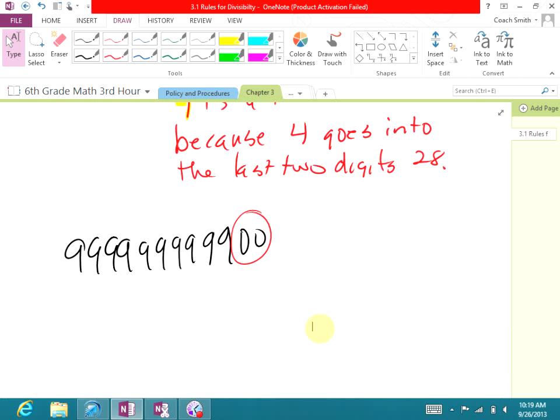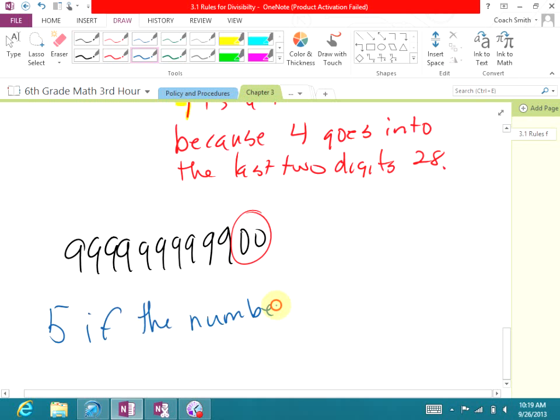I believe the next one, is the next one 5? The rule for 5? Okay. Our 5 rule is simple. For 5, if the number ends with a 0 or 5, 5 will go into it.